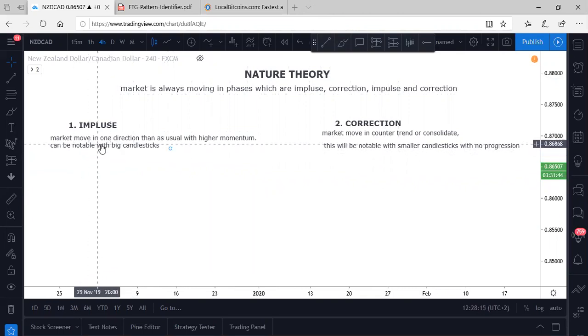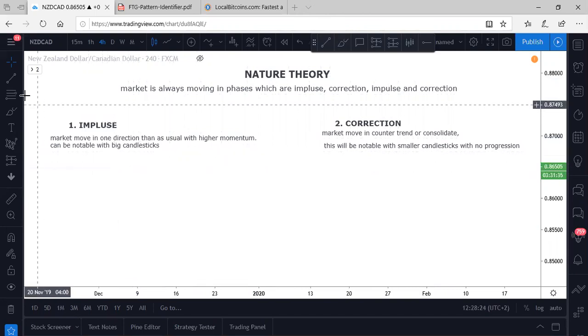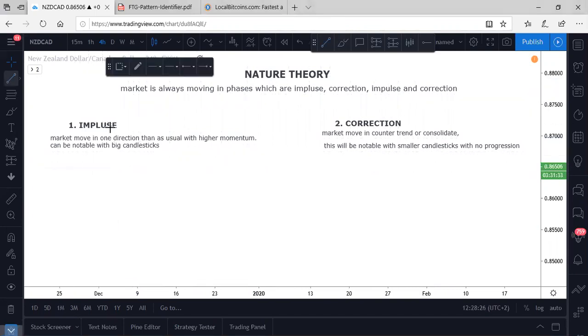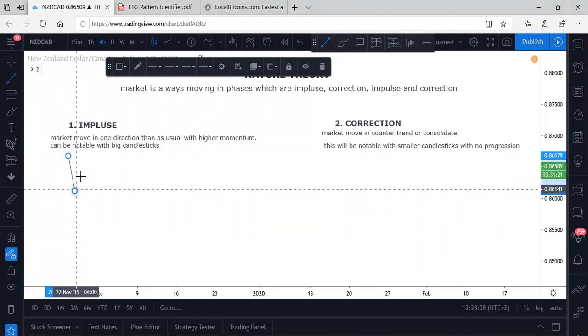This means the market moves in one direction, more than usual, with high momentum, and this can be noted by bigger candlesticks. Let us draw here. For example, so like this guy.